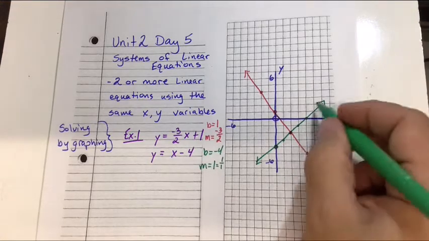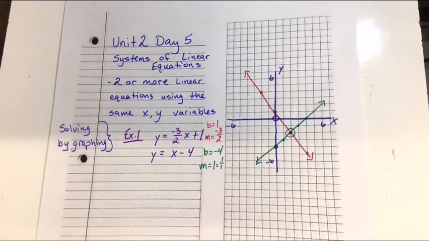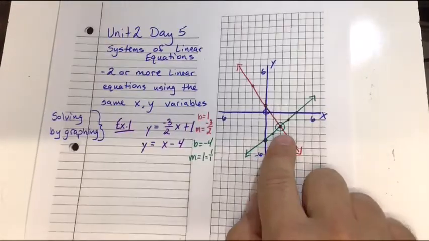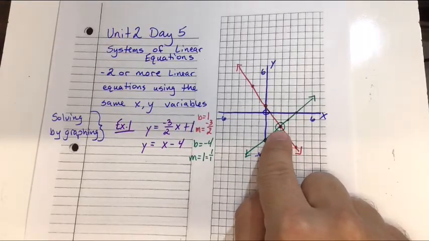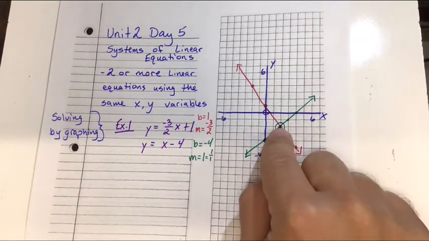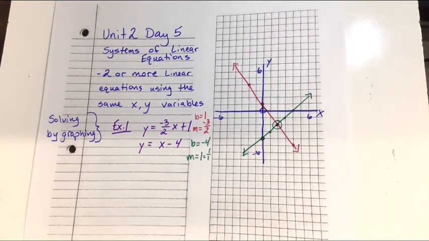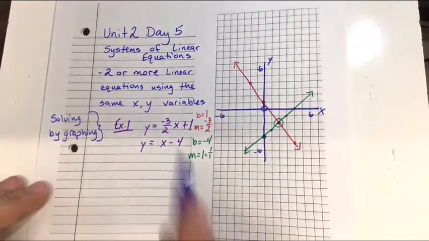You'll see that these two lines cross at this point. What that tells me is that at this location, the x-coordinate and y-coordinate make both of these equations true, because they represent a point that is on both lines. That's the solution to a system of equations. So we're going to write that down.